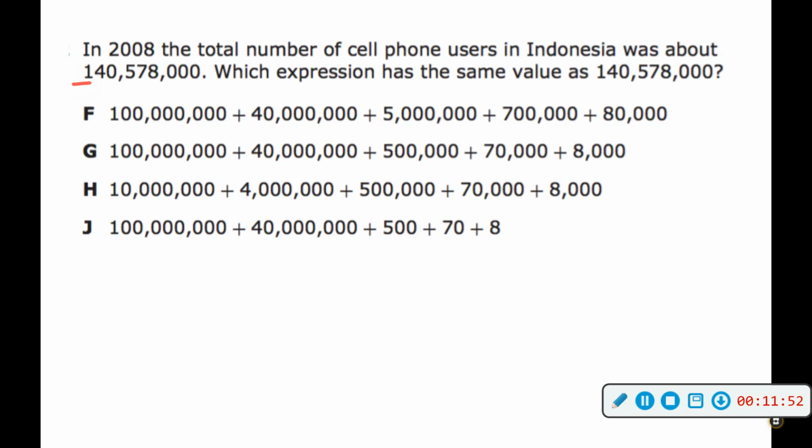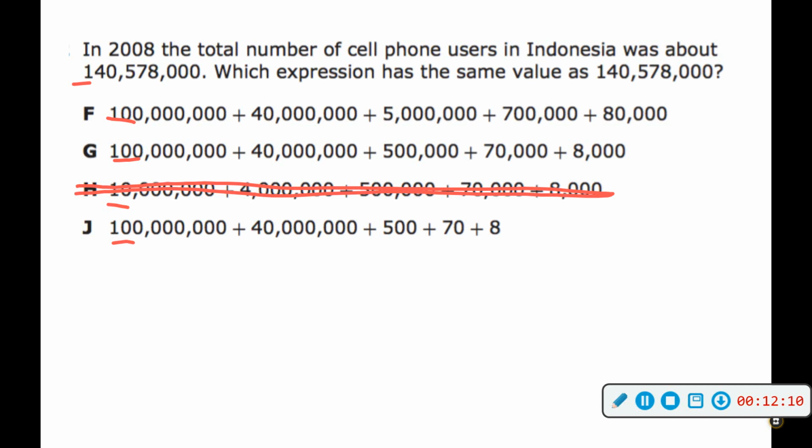We know the 1 is in the hundred millions place. This is 100 million, but this is 10 million. So I already know H, the whole thing, is wrong because it started off wrong. Now I see 100 million again. So F, G, and J could be correct.